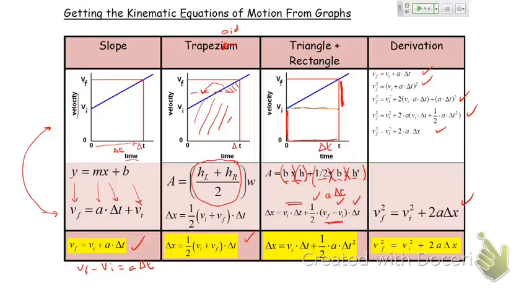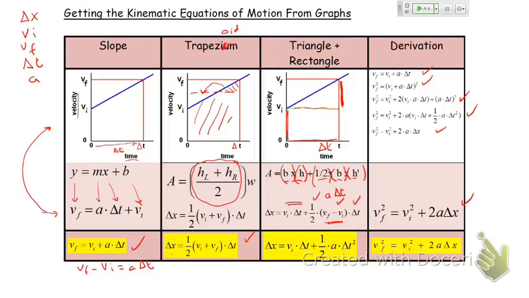Why do I like these graphs? Let's list the parameters, the variables that I deal with. I have displacement. I have VI. I have VF. I have delta t, and there's one more. What's the other thing that comes up? Acceleration. 5 parameters.